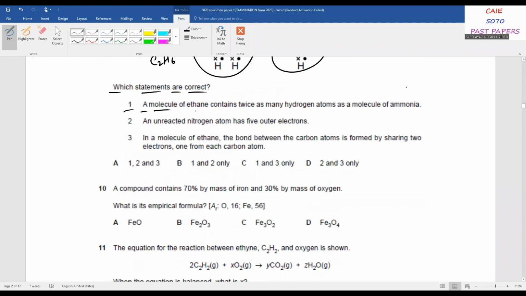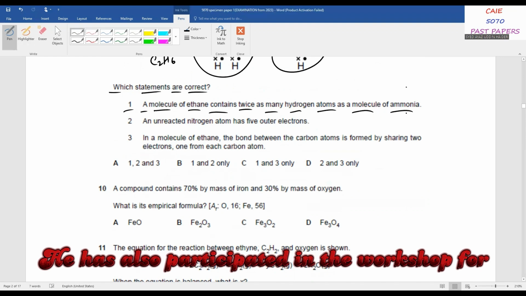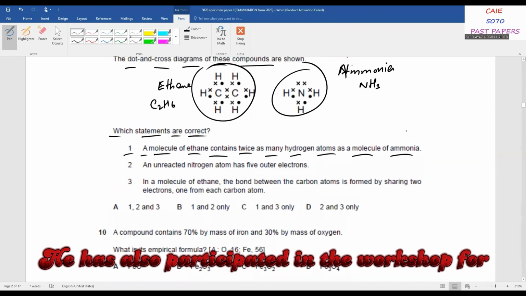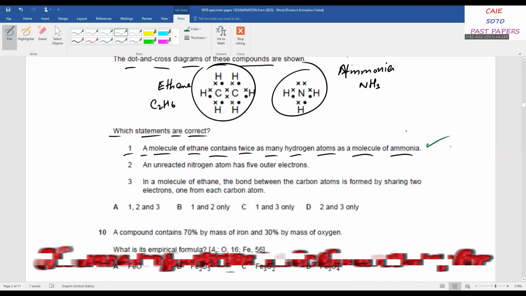Number 1, a molecule of ethane contains twice as many hydrogen atoms as a molecule of ammonia. If you look at the hydrogen atoms in ethane, they are twice. So this statement is correct.